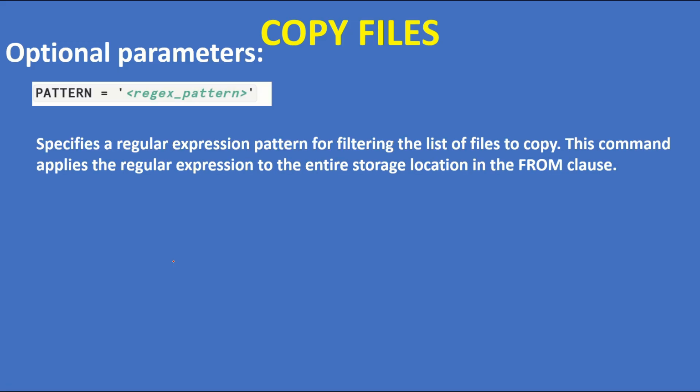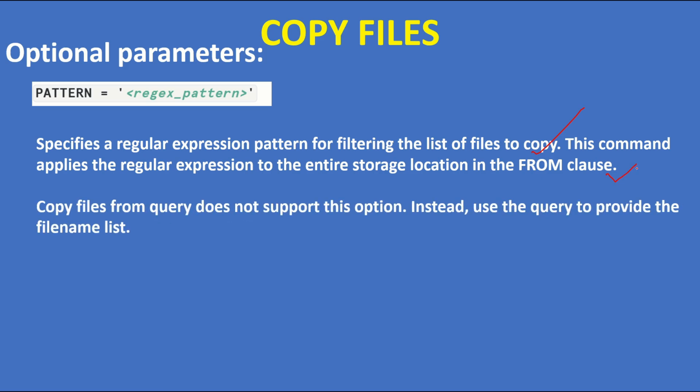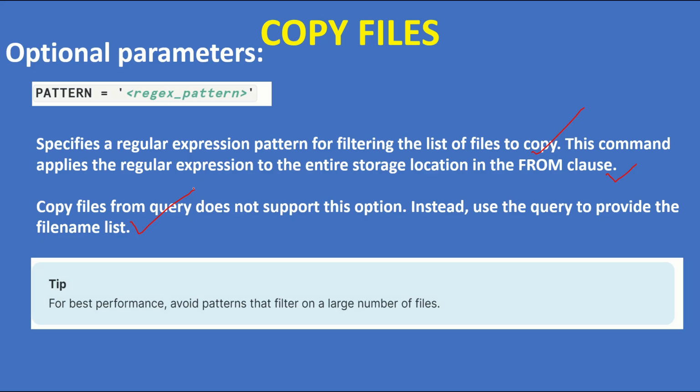Pattern. This is also an optional parameter. Specify a regular expression pattern for filtering the list of files to copy. This command applies the regular expression to the entire storage location in the from clause. Copy files from a query does not support this option. Instead, use the query to provide the file name list. As I mentioned, you cannot use pattern as part of copy files from a query.